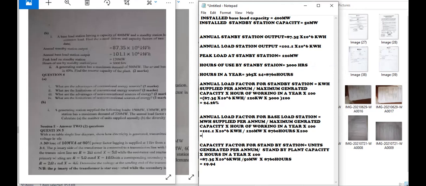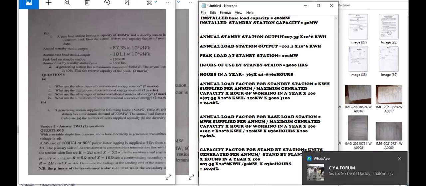If you do this, let me do it in my calculator: 101.1 times 10 raised to power 6 times 10 raised to power 3, over 120 times 10 raised to power 6 times 8760, multiplied by 100. I'll be having my value as 9.62%. By the way, this is in percentage. So this is the percentage we use from the annual load factor in a year. The annual load factor for the base station is 9.62%, but for the standby station it is 24.26%.